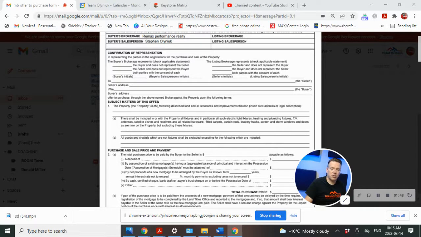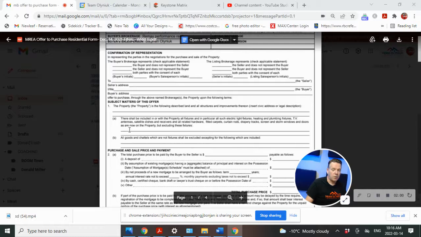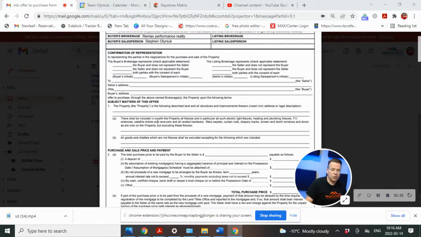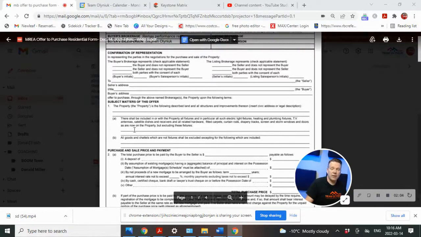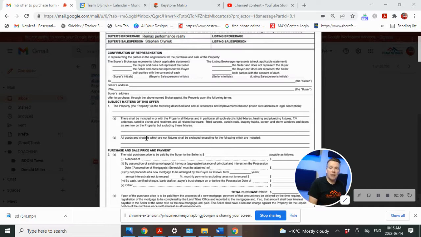Now, subject matter to the offer. This is where the address of the property goes into right here. It inserts either the civic address or the legal description. Next thing, it goes into what may be excluded. Sometimes things that are included in a house, they may want to keep.